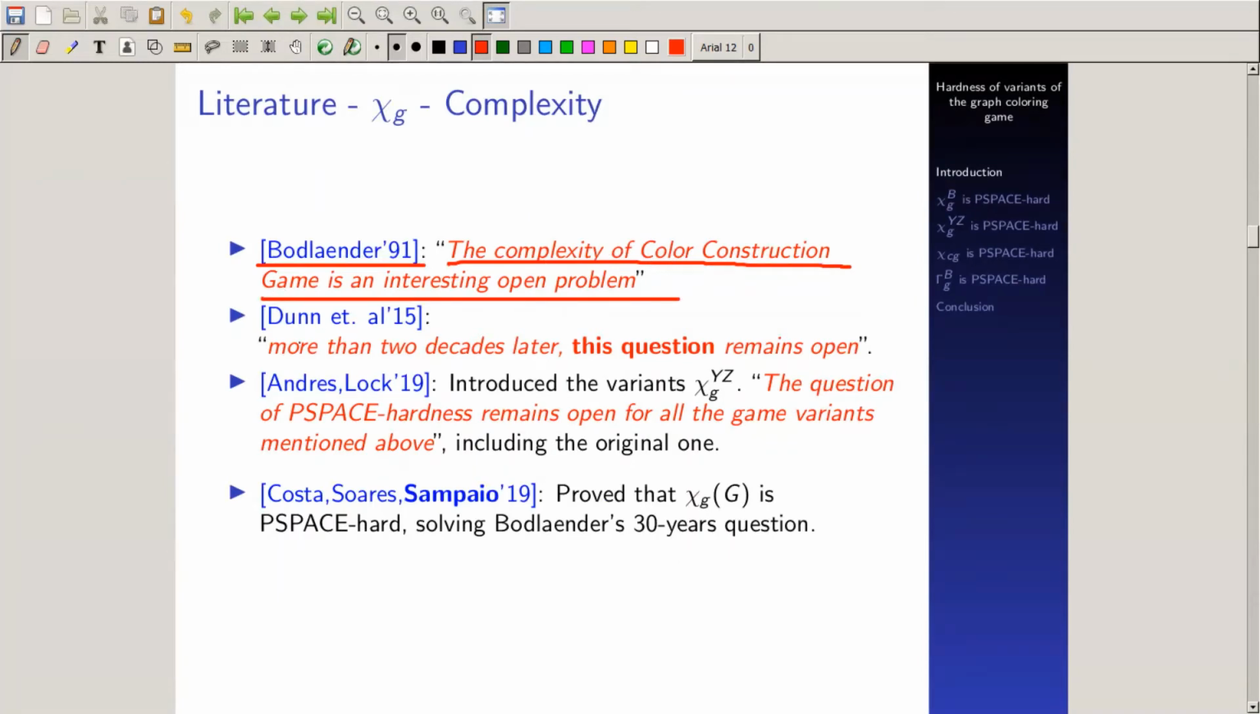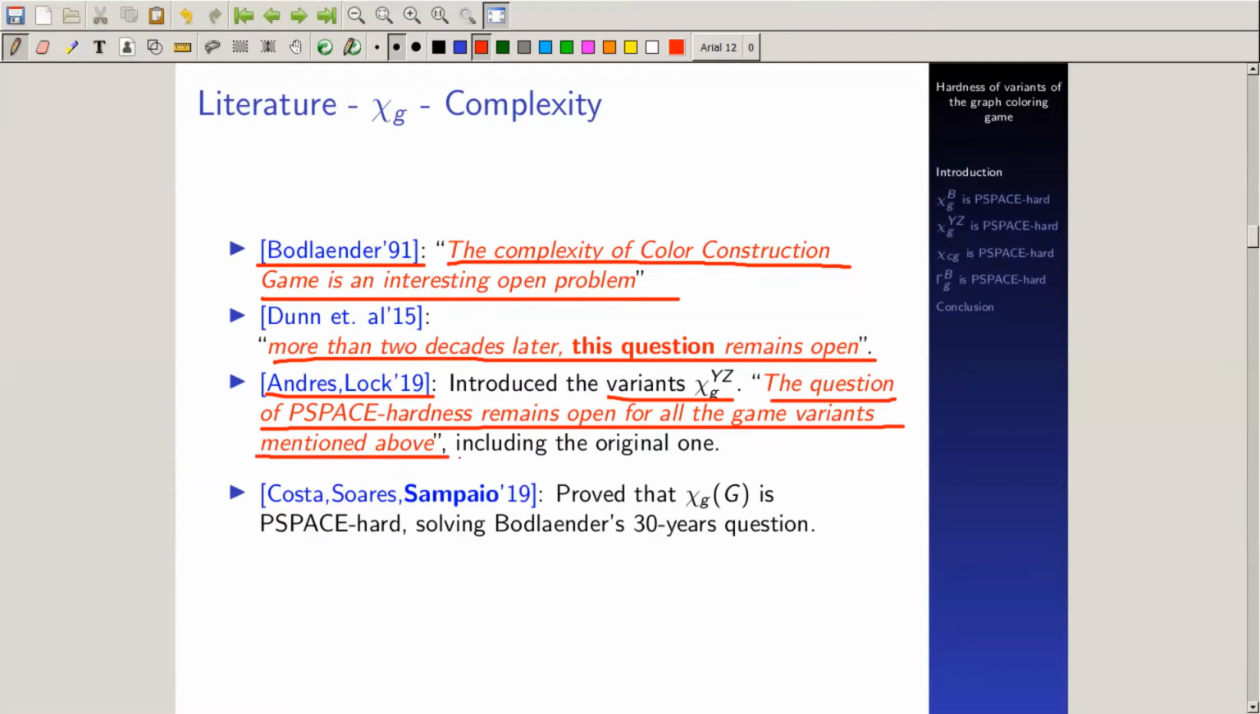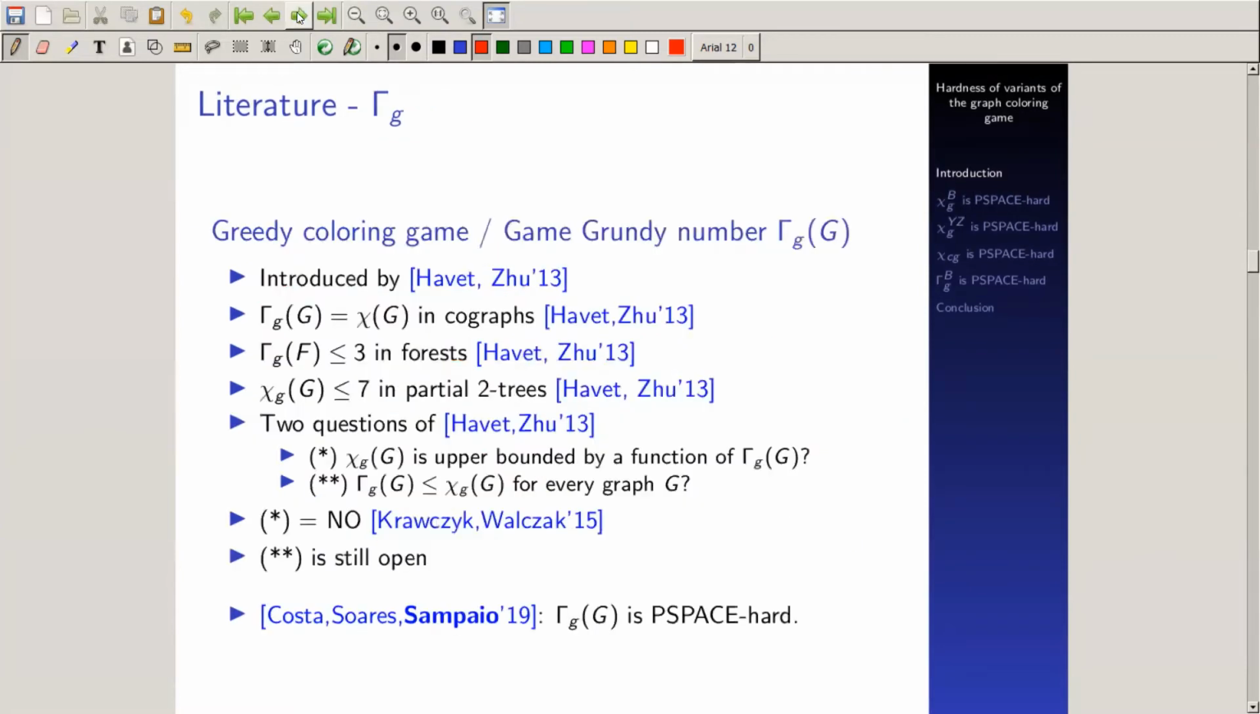In 2015, Dunarov said that more than two decades later, this question remains open. Andres and Lock in 2019 introduced the variants Y and Z for the graph coloring game and said that the question of PSPACE-hardness remains open for all the game variants mentioned above, including the original one. Nevertheless, in 2019, it was proved that this problem is PSPACE-hard, solving this 30-year-old Bodlaender question.